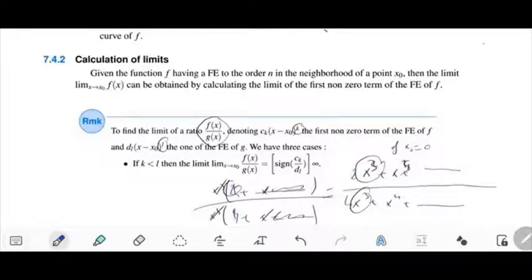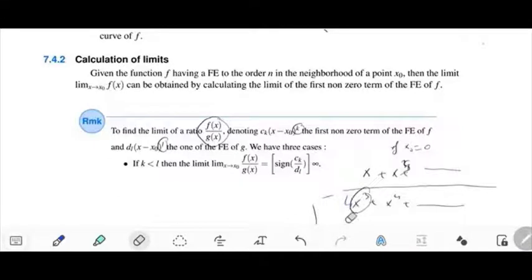And the third case, if k is greater than L, then we are in a case like if we have x4 over x3, then of course you can take x3 as a common factor and then simplify it, and then the numerator will be going to 0, the denominator will be going to 1 or whatever the coefficient of x3 in here, and then the limit will be, of course, 0 in this case.